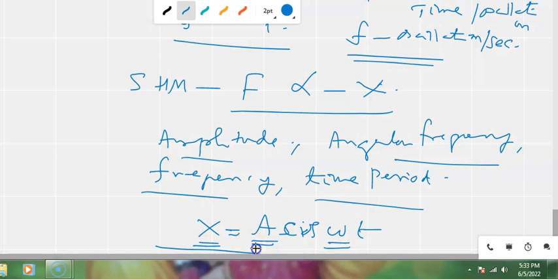So here we have understood that the force which gives rise to simple harmonic motion is proportional to the negative of the displacement. Hope this makes the subject of simple harmonic motion clear.